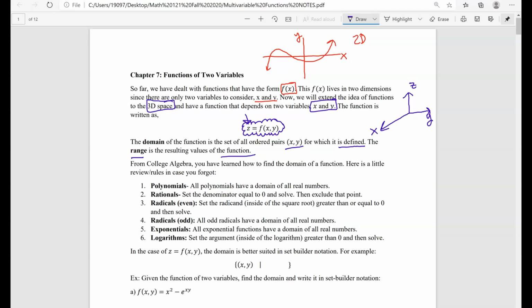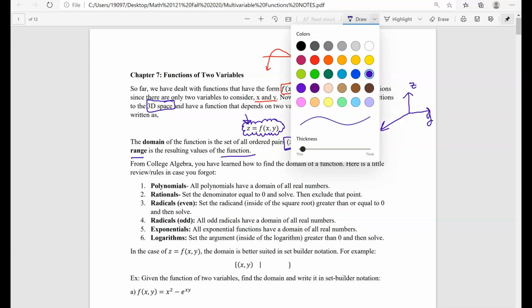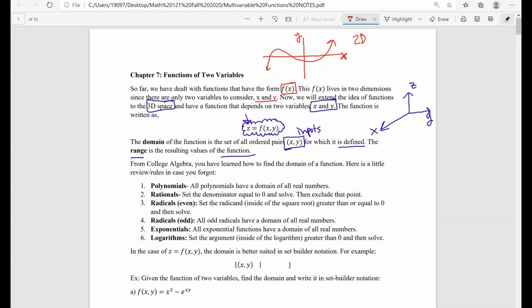So you can think about x and y as my input. My inputs are now all the possible values of x and y. If you remember from 2D, all the x values for which the function was defined were my domain, and my range was all my y values. Now, when we think about 3D, the combinations of x and y are going to be my domain. All of this is now going to be my domain. My range now is going to be my z, which is the new y value, if you think about it that way.